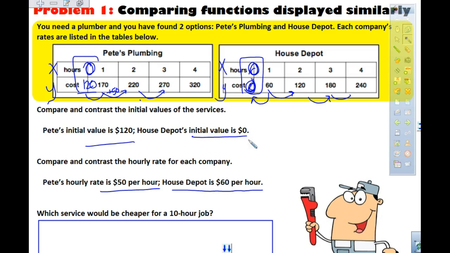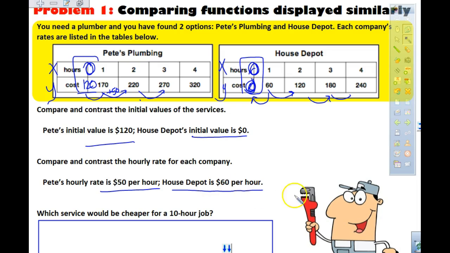Now, that's important because Pete's is less per hour, right? When we look at it, it's $50 per hour versus 60, but their initial values are different. So if I'm asking about their starting points, right? House Depot starts at 0, on the graph. Pete's Plumbing starts up at 120. Which one is a steeper line? Which one has a bigger slope? Which one is a steeper slope? Pete's or House Depot? Which one has a bigger rate of change?